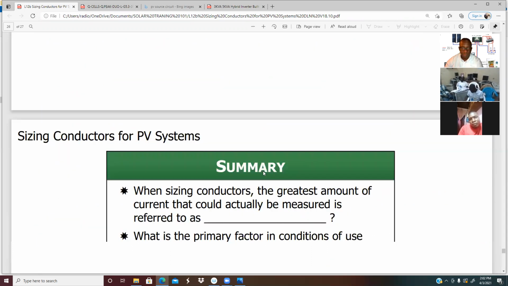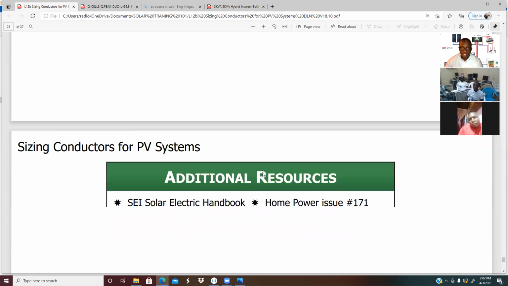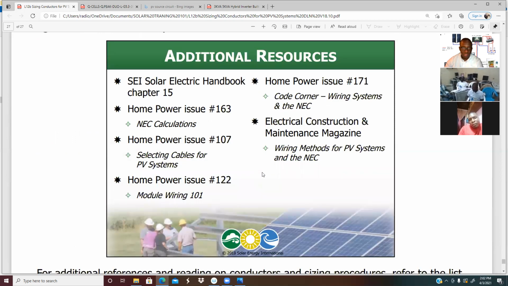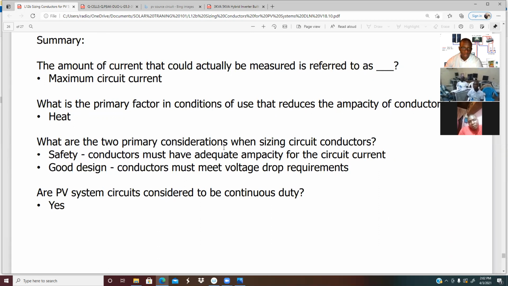Let me see right here on the summary. 26, 27. So we're going to be reading, and then you will have this here. The amount of current that could actually be measured is referred to as what? What is the primary factor in conditions of use that reduces the ampacity of a conductor? That is heat. That's the answer. What are the two primary considerations when sizing circuit conductors? One, safety: the conductor must have adequate ampacity for the circuit current. Two, good design: the conductor must meet voltage drop requirements.